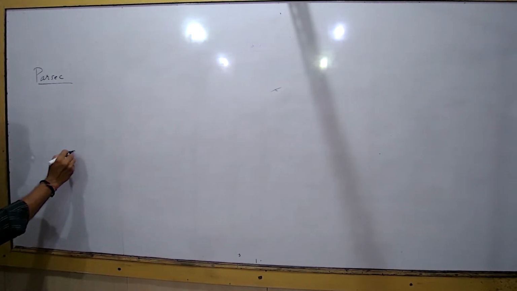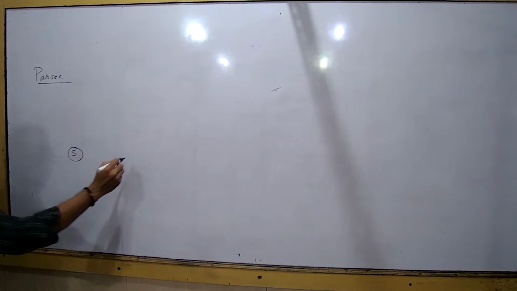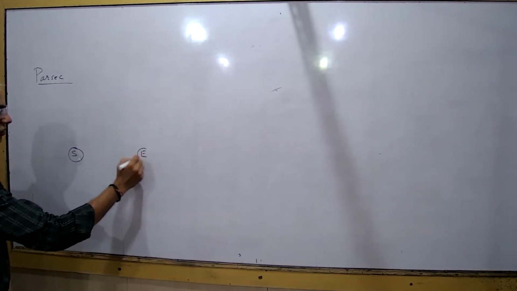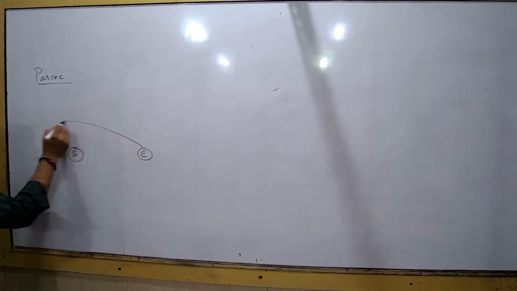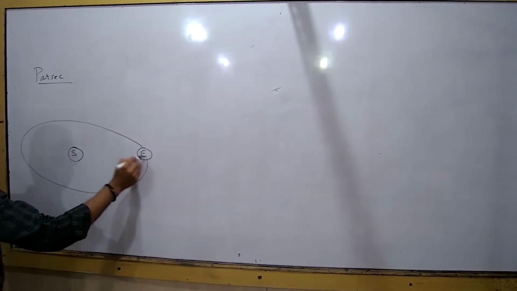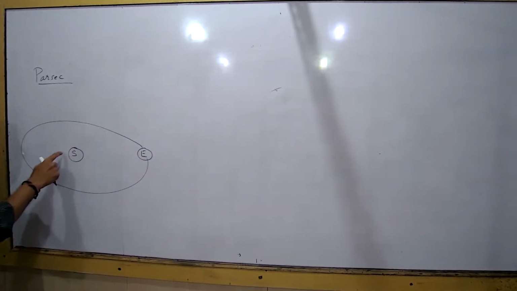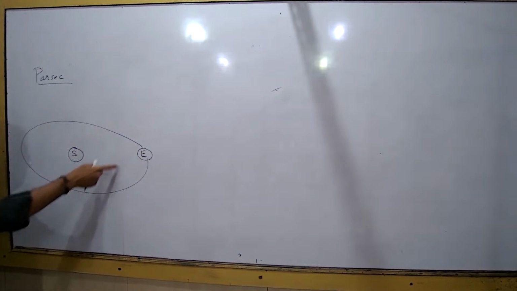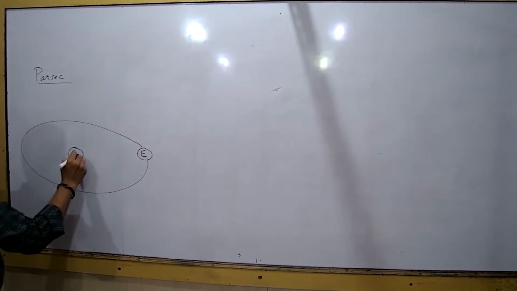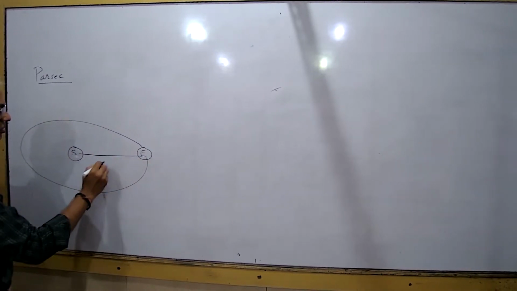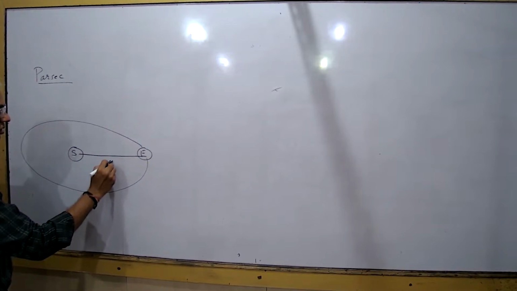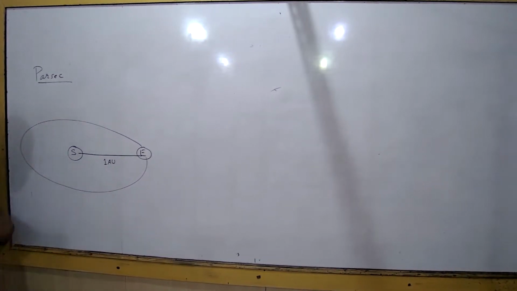So let's say this is Sun and this is Earth. So it goes something like this. So this distance you see here decreases to a least, and again increases. So you take the mean distance. Whatever is the mean distance, that is called one astronomical unit. And there is some value.